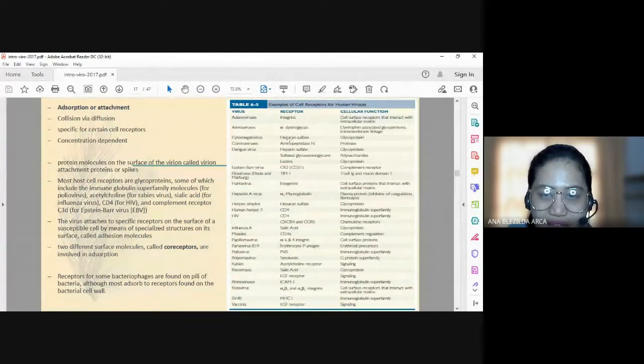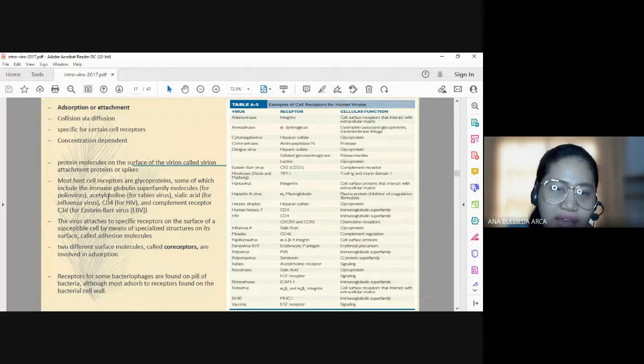So marami yung class, basahin nyo na lang. Di naman kailangan i-memorize lahat. So ano yung mga importante? So sabi dito, most host cell receptors are glycoproteins din, just like your glycoprotein spike, di ba? Some of which include the immune globulin superfamily molecules for poliovirus, acetylcholine for rabies, sialic acid for influenza, CD4 for HIV, and complement receptor C3d for Epstein-Barr virus. So those are examples of receptors and their specific viruses.